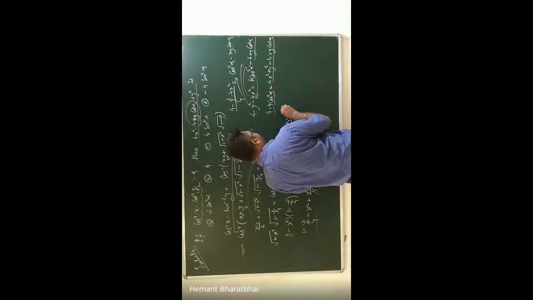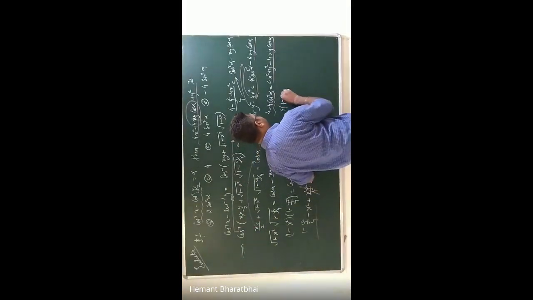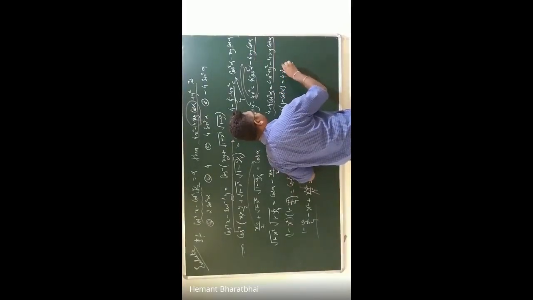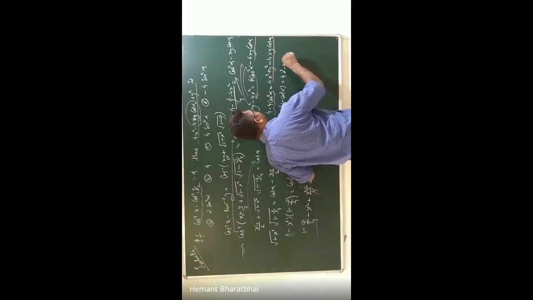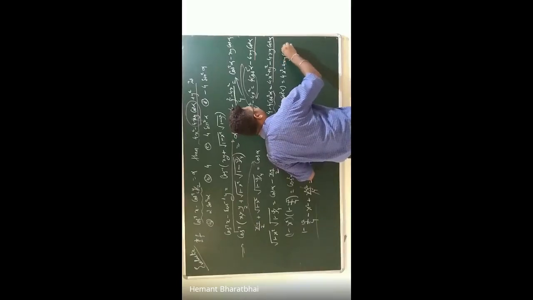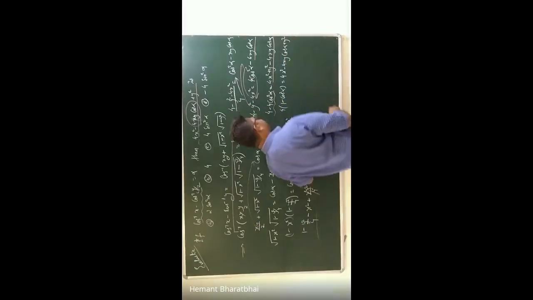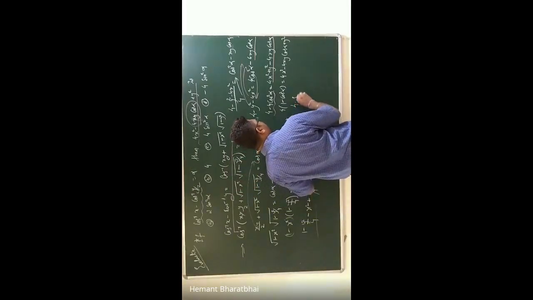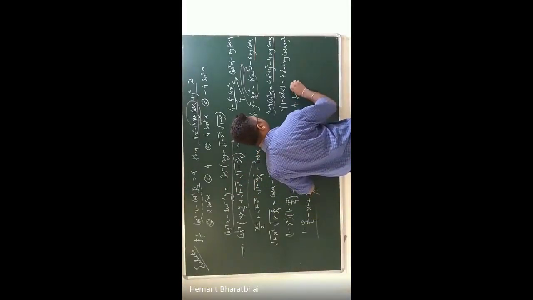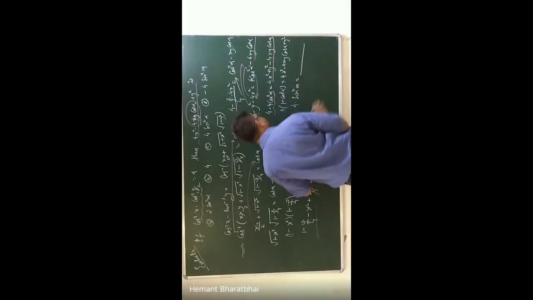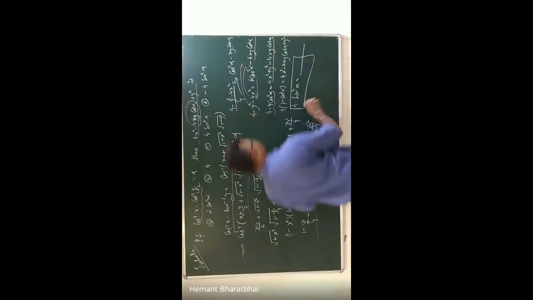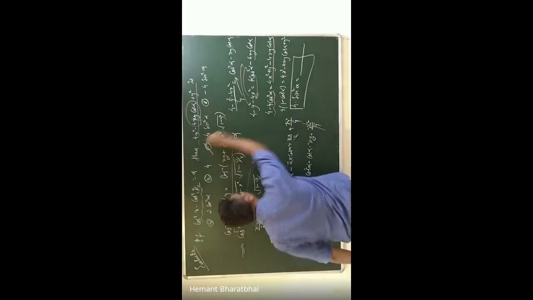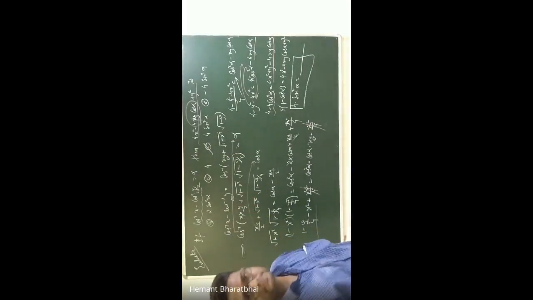So I'll just take 4 common. So inside it will become 1 minus cos square alpha. So here I have 4x square minus 4xy cos alpha plus y square. So what will be the option? 1 minus cos square is sine square. So I'll get 4 sine square alpha is equal to this. So my answer is 4 sine square alpha, which is nothing but my option number 3.